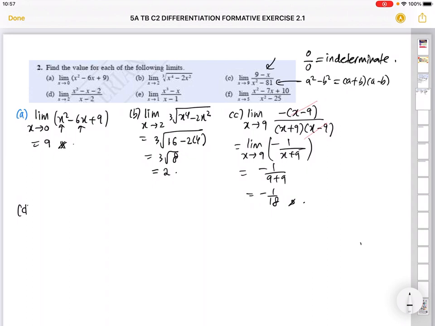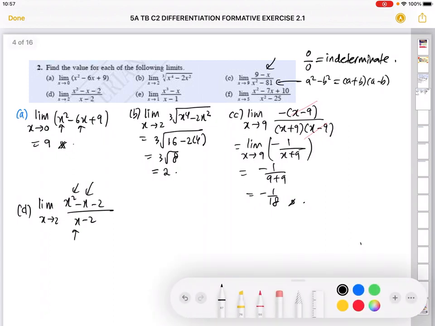Let's look at D. D is another example that you have to factorize first before you substitute. You can see from the question, I'm copying down the question for you. Now, if you put 2 inside, you get 4. You put 2 inside, you get 2. 4 minus 2 minus 2, you get 0. If you put 2 inside again, I'll get 2 minus 2, 0. So 0 over 0 again is indeterminate. So we have to do something.